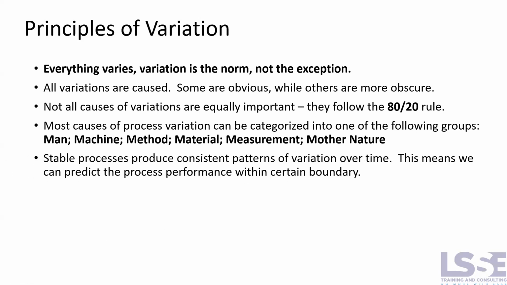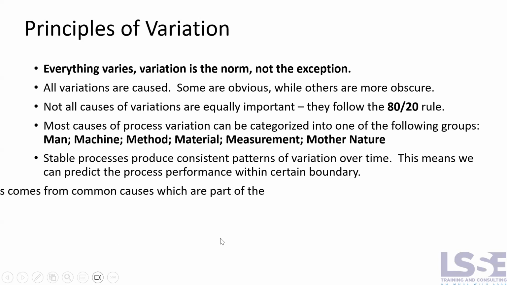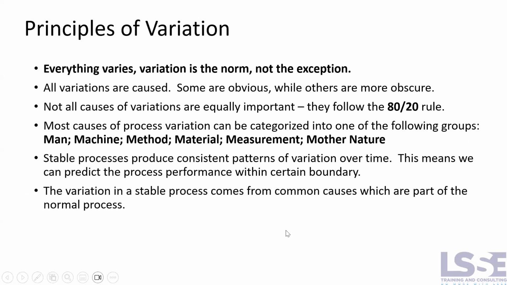Stable processes produce consistent patterns of variation over time. Okay. So stable processes, they have variation, but their variation is consistent. So which means that if something is consistent, although there is a variation, but if that variation is somewhat consistent, you are able to somewhat predict its performance in the future. And the variation in a stable process comes from common causes, which are inherently part of the normal process.